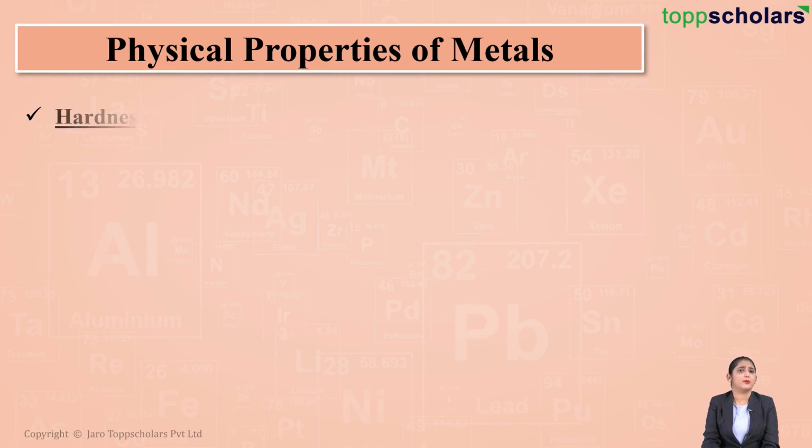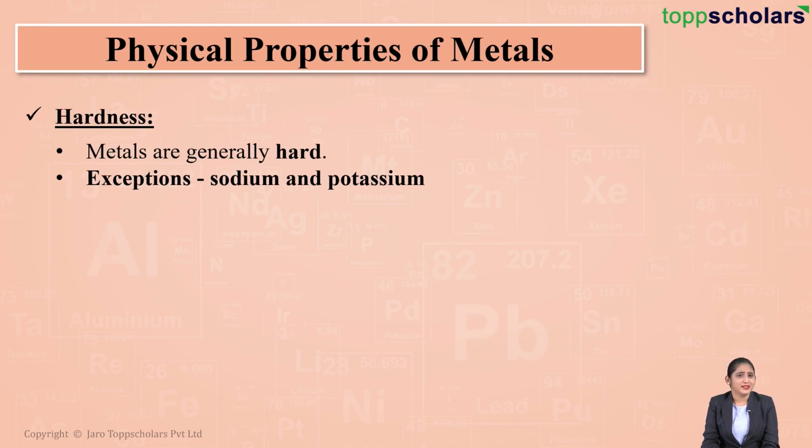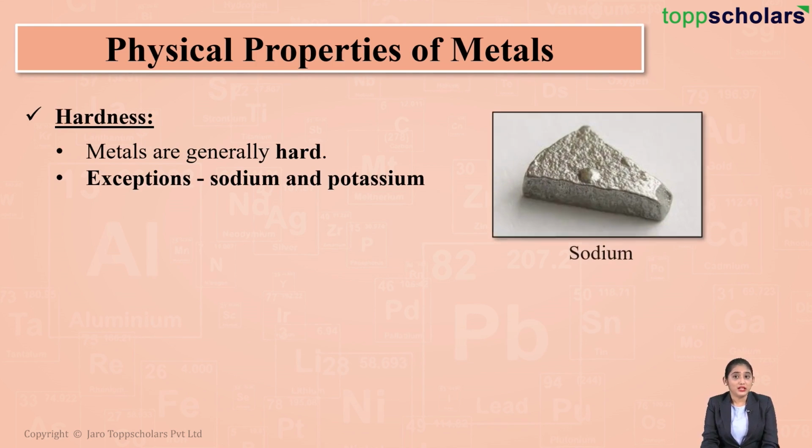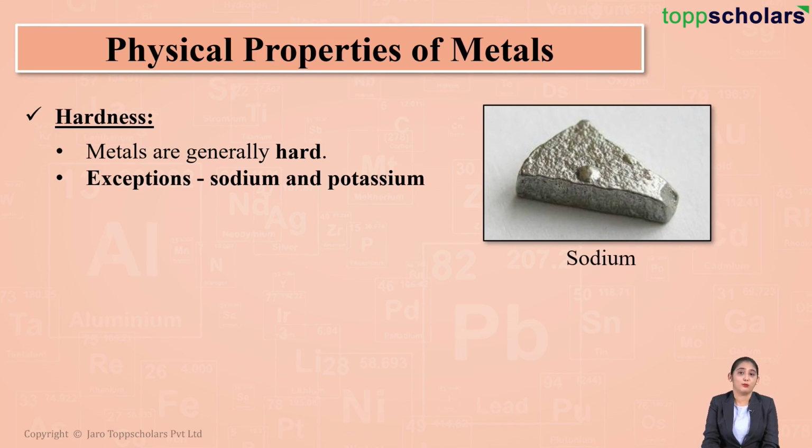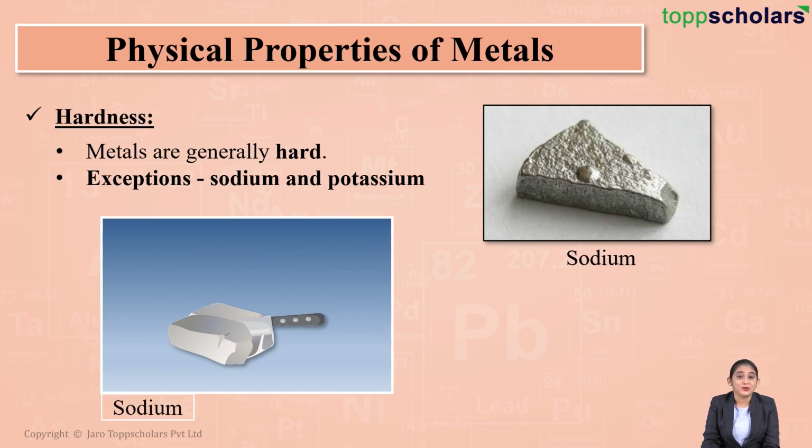The next physical property is hardness. And as we know, metals are hard. However, there are certain metals which are soft, and these are sodium and potassium, which are the exceptions. Sodium and potassium are soft metals. You can easily cut sodium using a knife. Friends, in the exams, you need to remember the exceptions very well. So remember, the metals which are not hard are sodium and potassium.